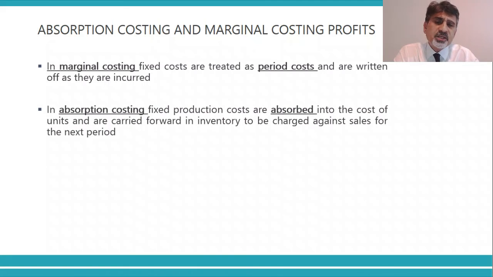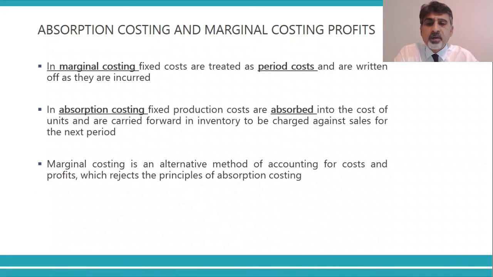In absorption costing, fixed production costs are absorbed into the cost of the units and are carried forward in inventory to be charged against the sales for the next period. We discussed that already. Marginal costing is an alternative method of accounting for cost and profits which rejects the principle of absorption costing.